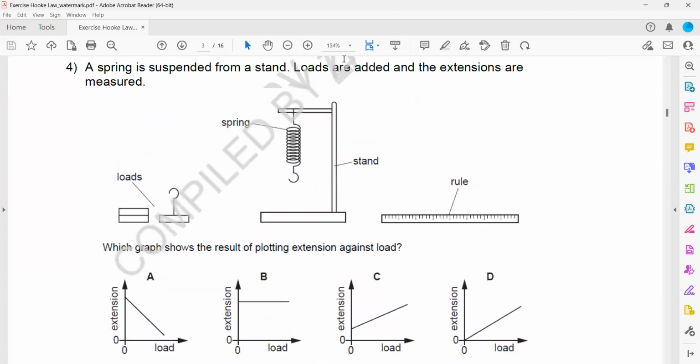A spring is suspended from a stand and loads are added, the extensions are measured. So force and extension graph should always, when we add a load, the spring will stretch, the length will increase. So force and extension graph should always start from origin. So which graph is starting from origin, and it increases if we add the load, the extension will also increase. So D is the right answer.